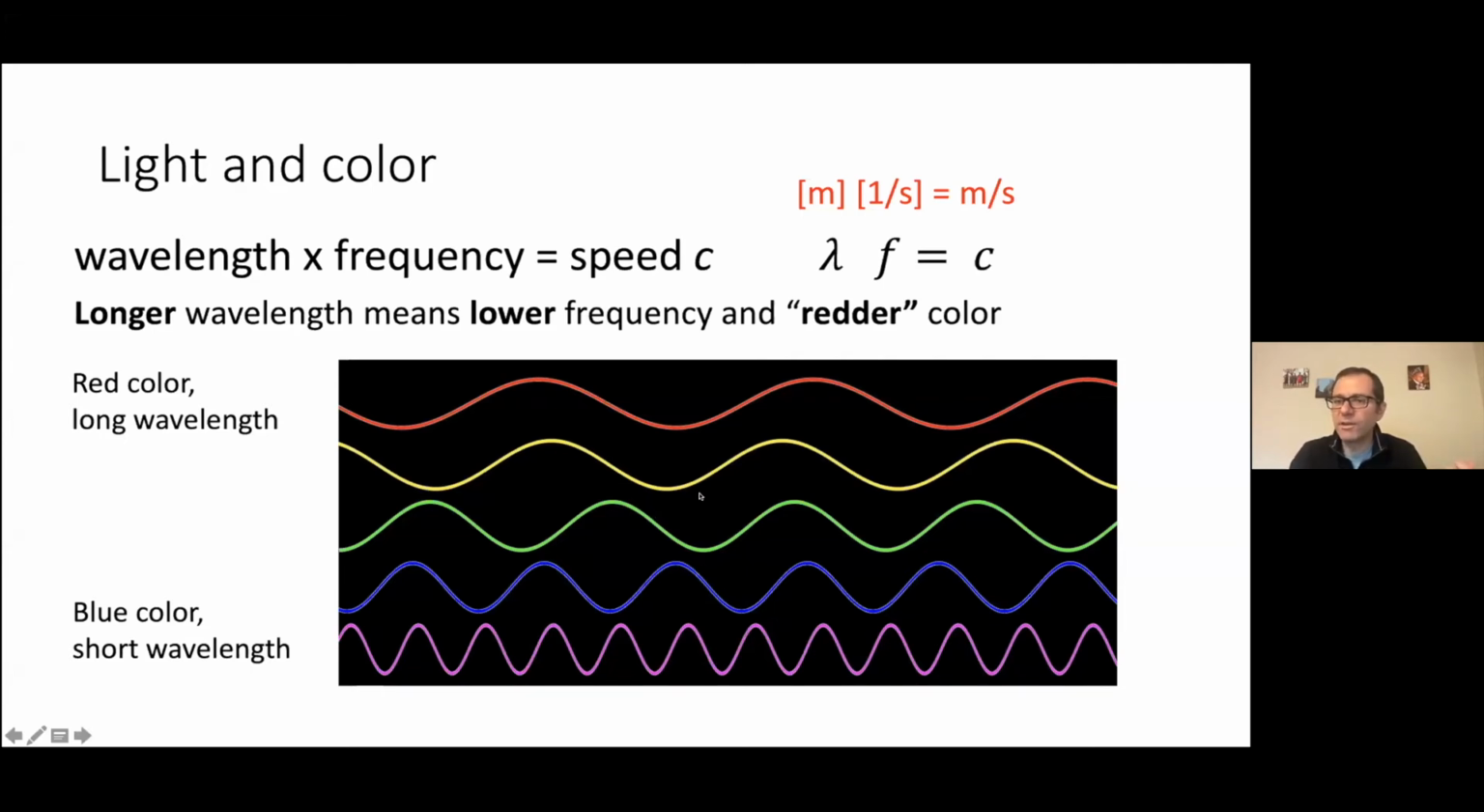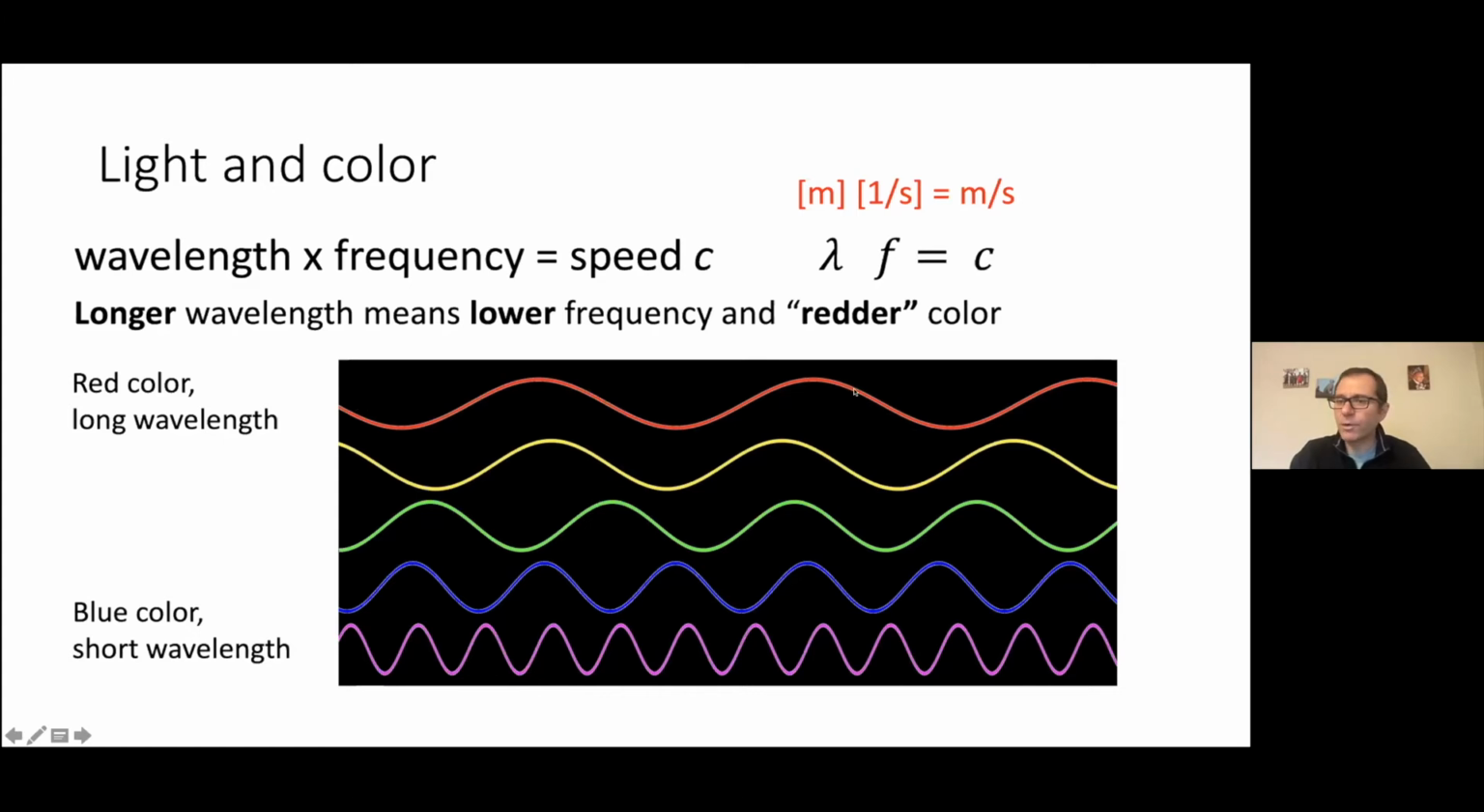What do you think is the difference between a red color light and a blue color light? Is the difference in the speed with which they propagate, or is there a difference in their wavelength? We have one answer in chat that says wavelength. That is correct. Just look at the picture here.